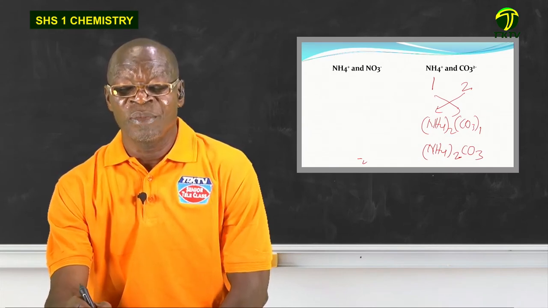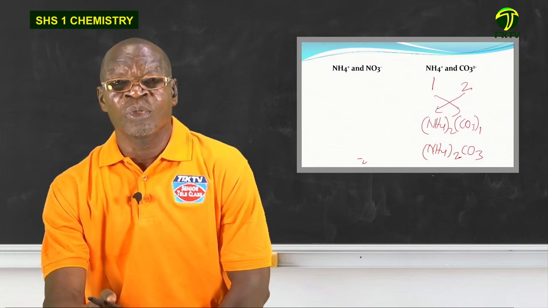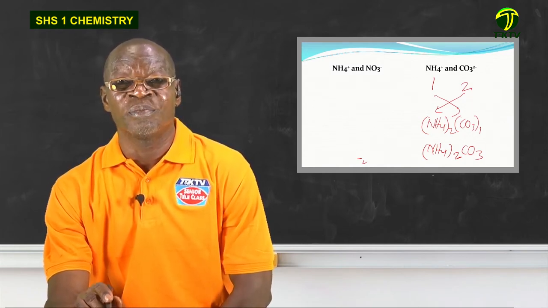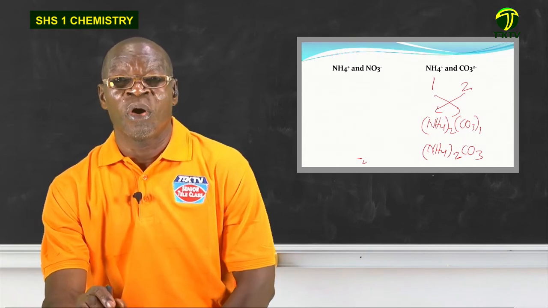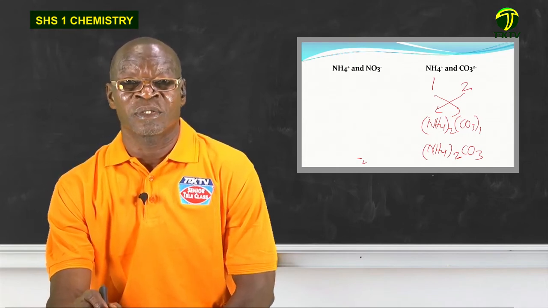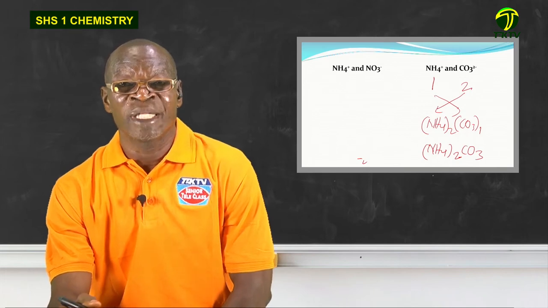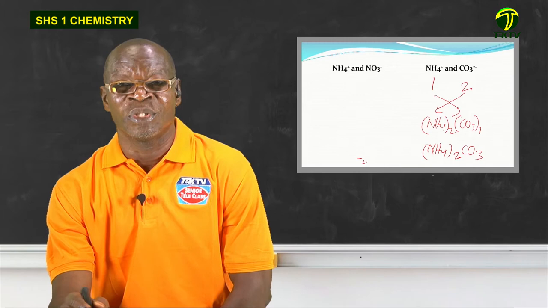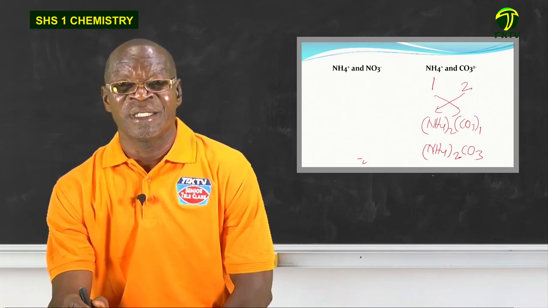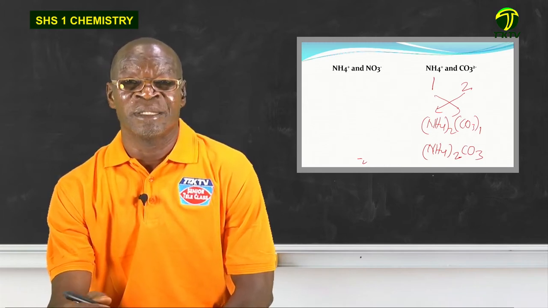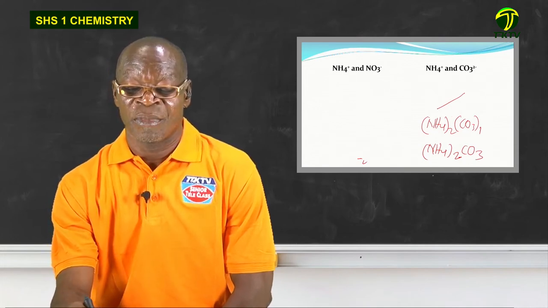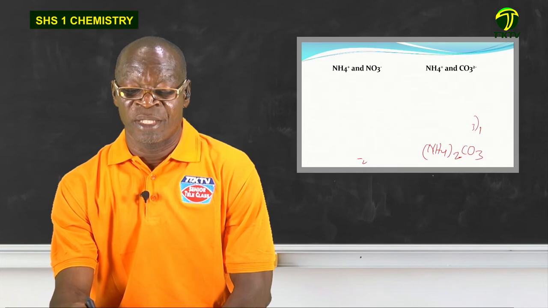So anytime we are given ions to write formulae, we have to consider the charges, which will be the combining capacities of the substances or the species. And when they combine, if we see that it is 1, we don't write the 1, we remove the bracket. If it is not 1, we maintain it. So we are going to look at some so that you try your hands on them for us.